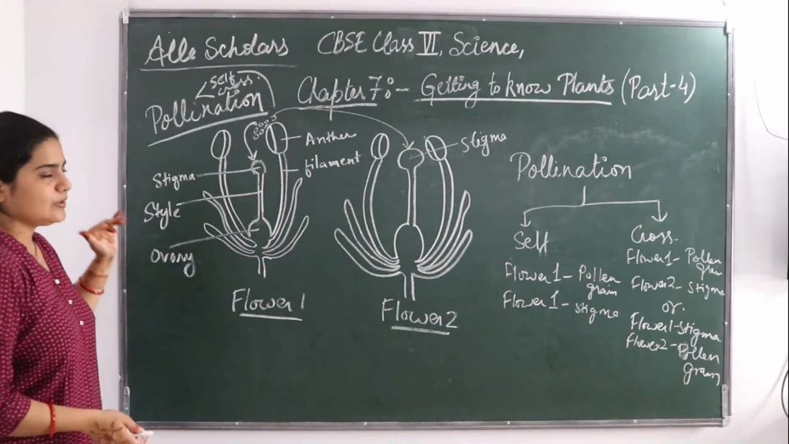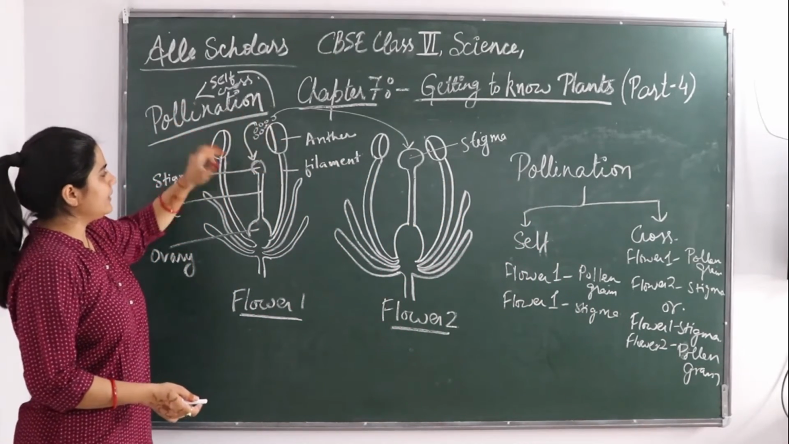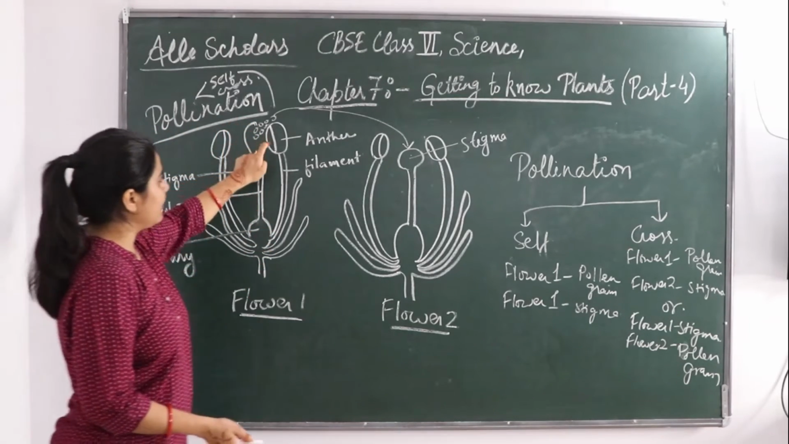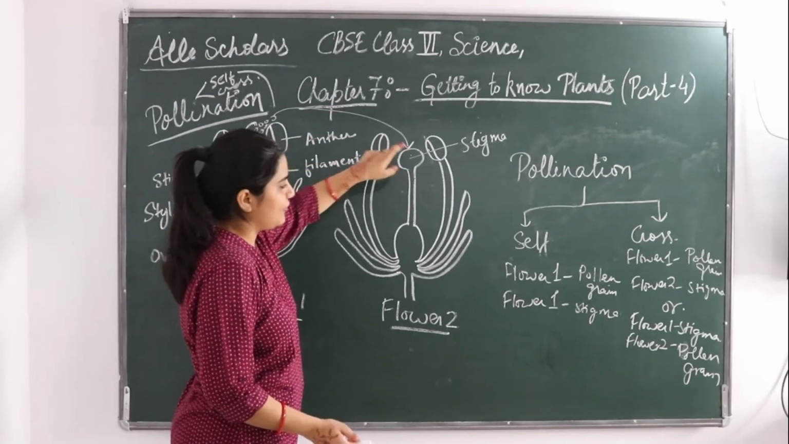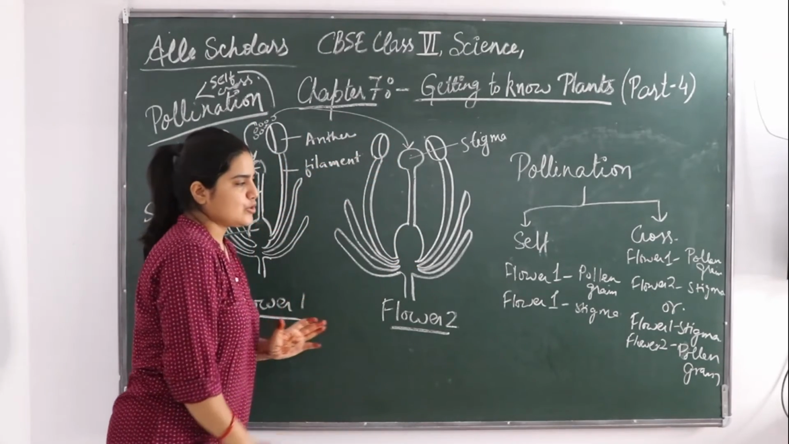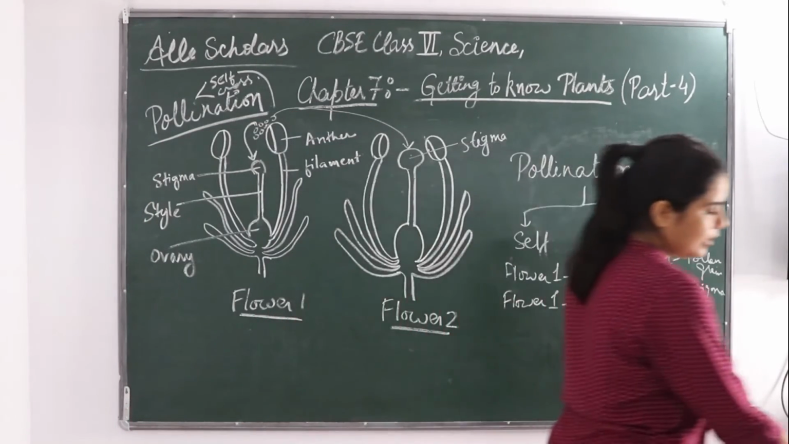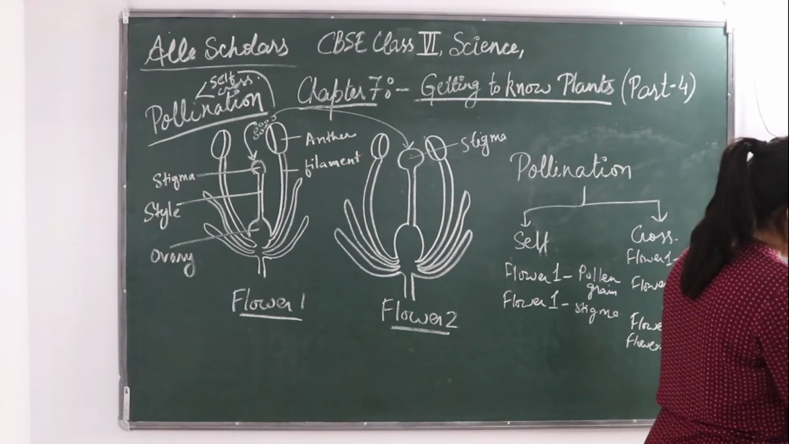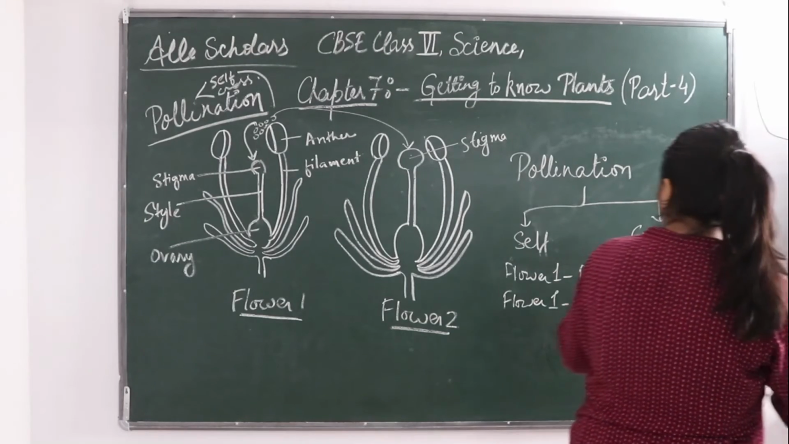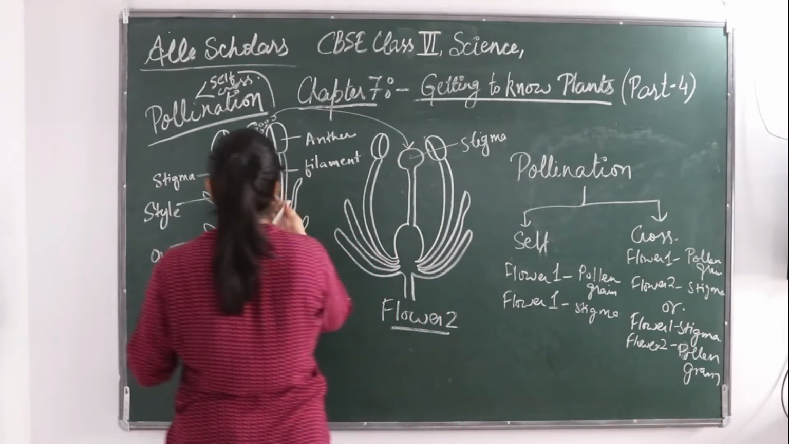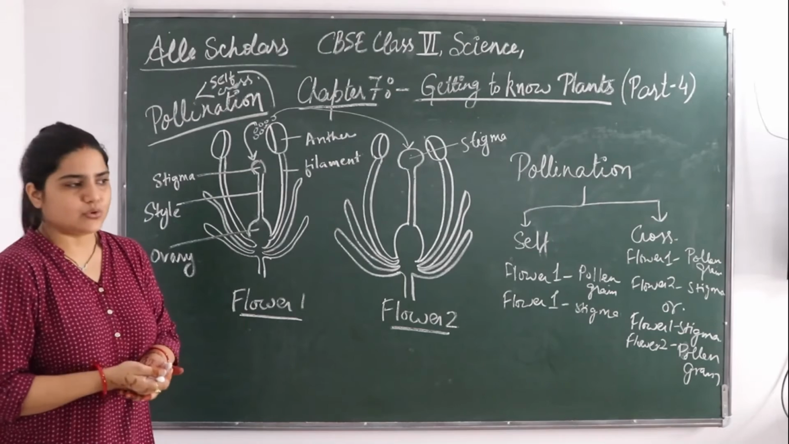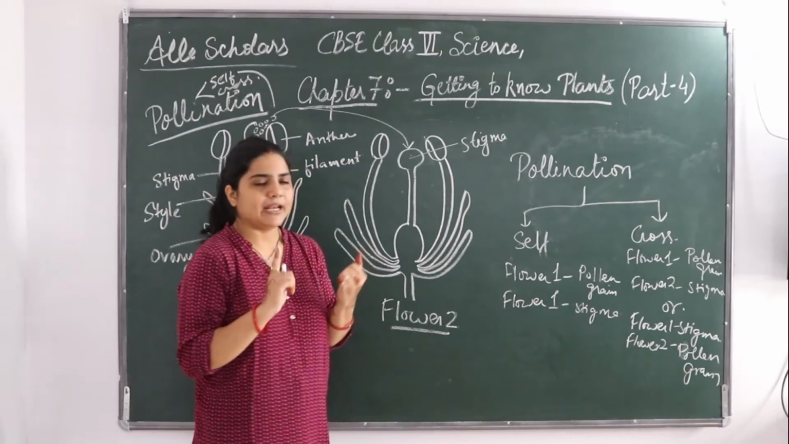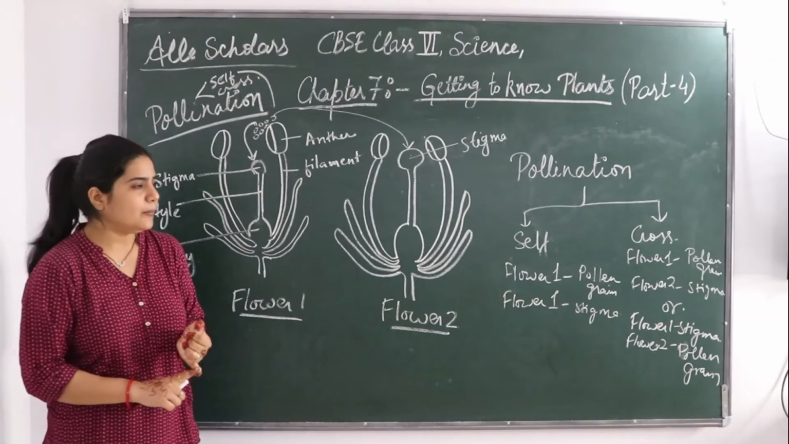You can see here in this figure, the anther and stigma of one flower, then it's a self-pollination. Anther of another flower, stigma of another flower, then it's a cross-pollination. So this was about pollination, and these pollen grains will further form seed and fruits. Okay, so the transfer of pollen grains from an anther to stigma is called pollination.